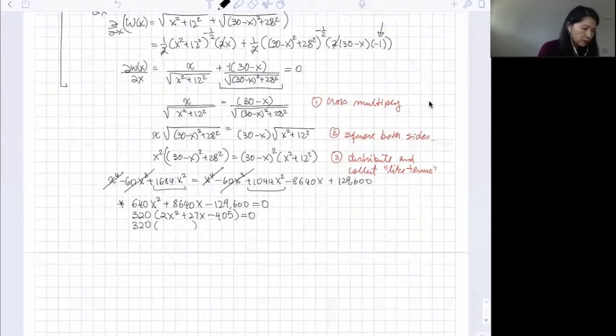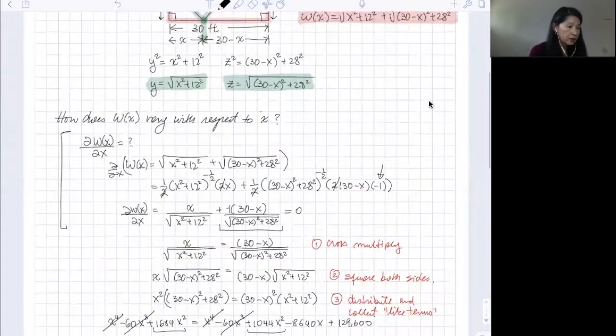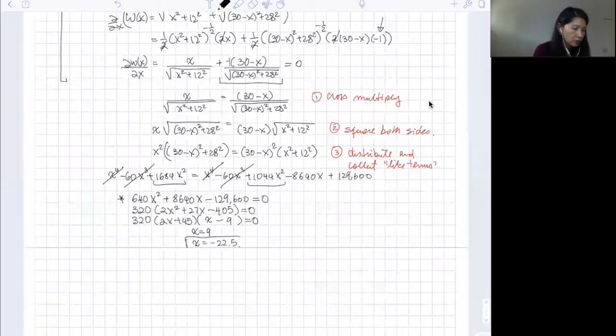So now we factor it, and we end up with (2x plus 45) times (x minus 9), and this is equal to 0. So this gives us two possibilities for x. x is equal to 9, or x is equal to minus 22.5. Okay, so since x is a positive distance from the 12-foot pole, the solution x equal to minus 22.5 is going to be an extraneous solution.